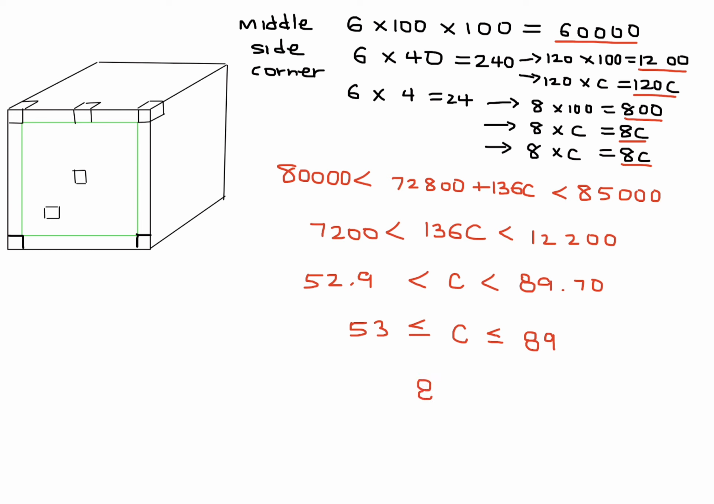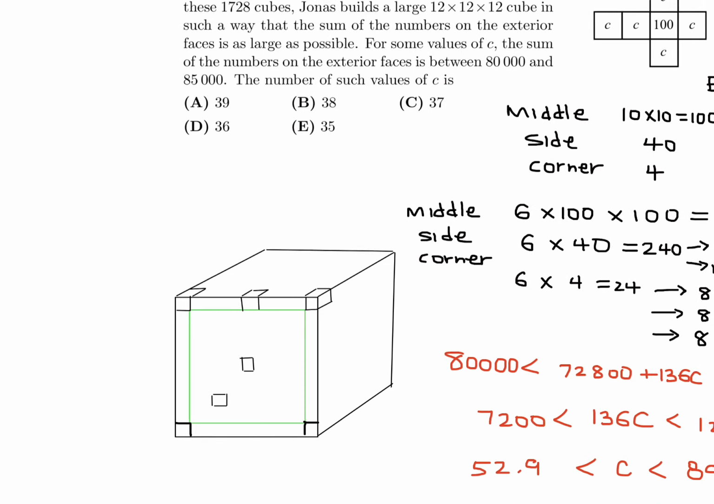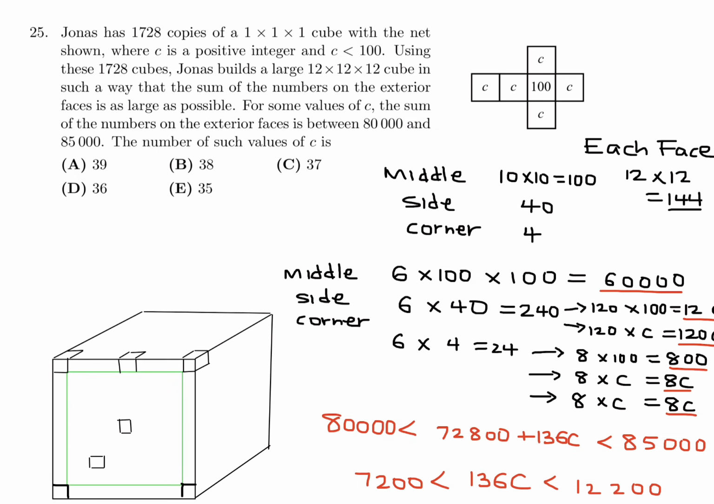So that means the number of values for C are 89 minus 52, right? You're counting all the integers from 53 to 89 inclusive, and 89 minus 52 is 37. And there you go. 37 is the answer to number 25, and that would be C.